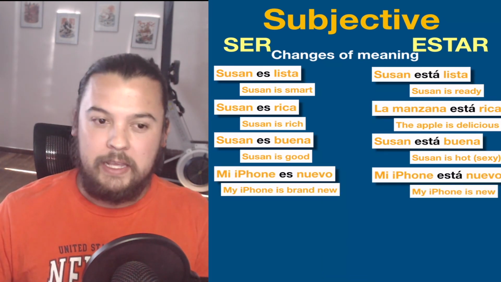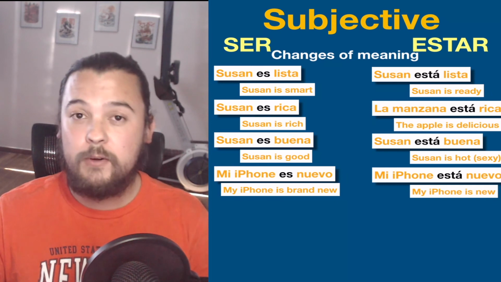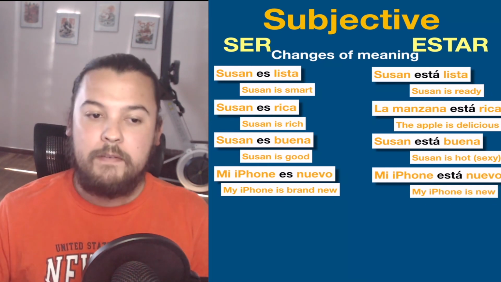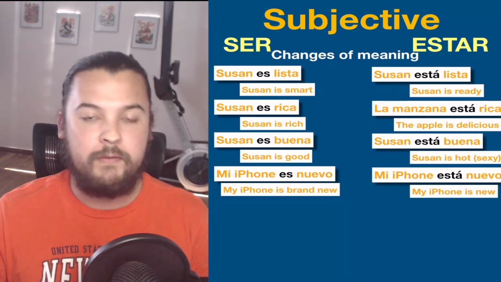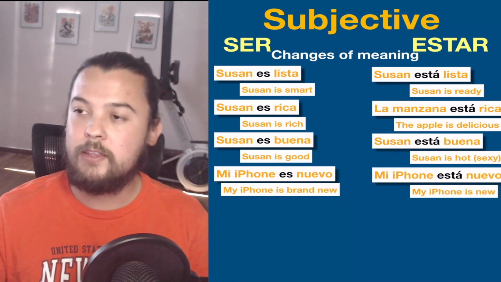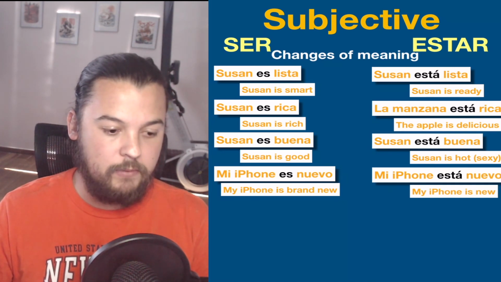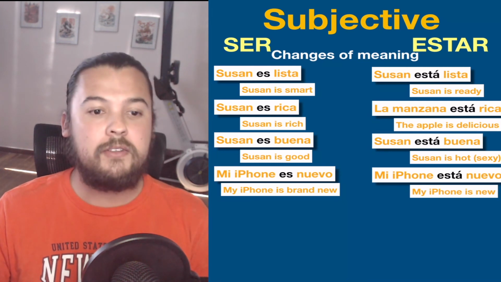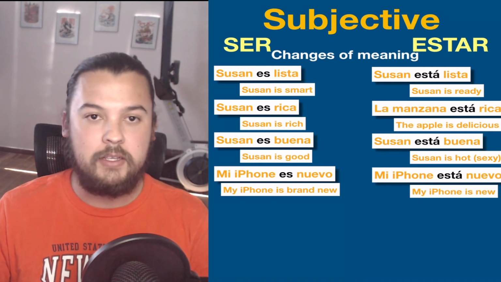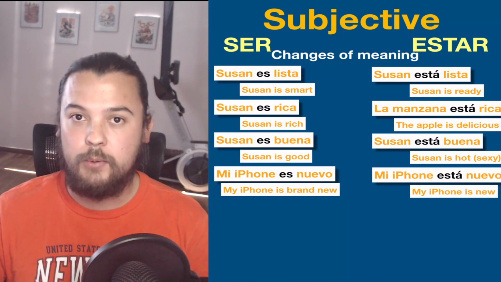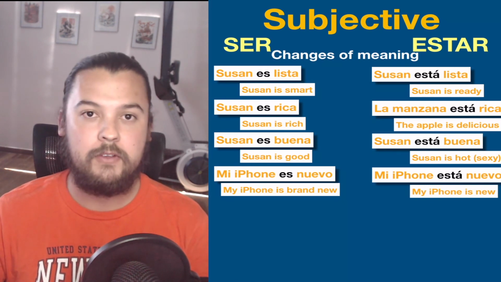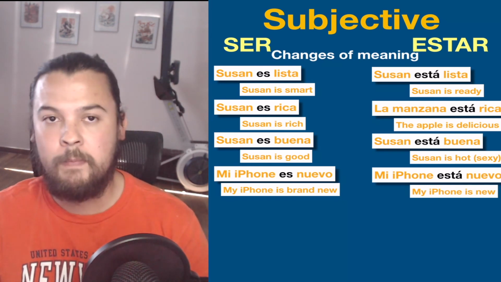Mi iPhone es nuevo versus mi iPhone está nuevo. Mi iPhone es nuevo means my iPhone is brand new. It's probably the upcoming iPhone, where are we, iPhone 14? So it's going to be that one. So it's going to be mi iPhone es nuevo. In case you buy the new iPhone, you're going to say mi iPhone es nuevo.